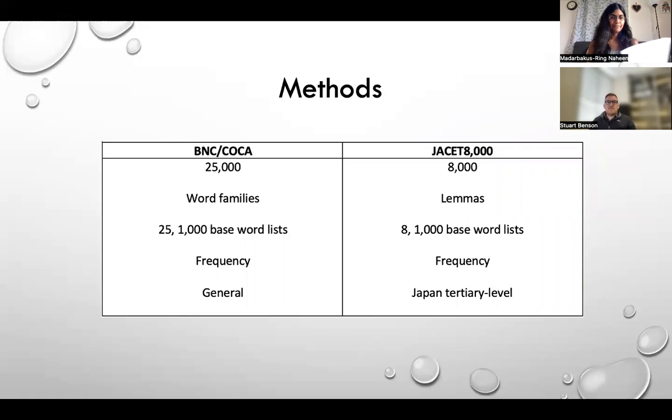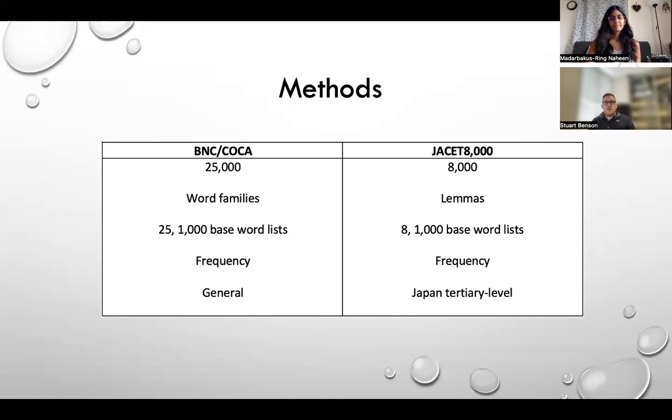So a little bit more information about the general word list and the context-specific word list. For the general word list, we use Nation's 2012 BNC COCA word list. This contains 25,000 words or word families. These 25,000 words are ordered in 1,000 base word lists. So there's 25, and each base word list has 1,000 words. They're ordered in terms of frequency. So the first 1,000 words are the most frequent in English, then the second, then the third, and so on. So these are the general words.